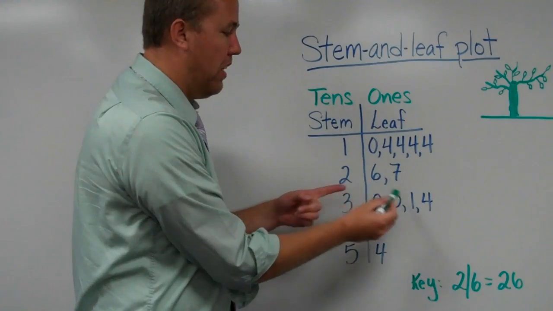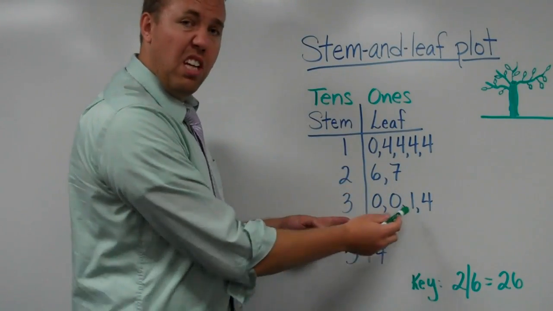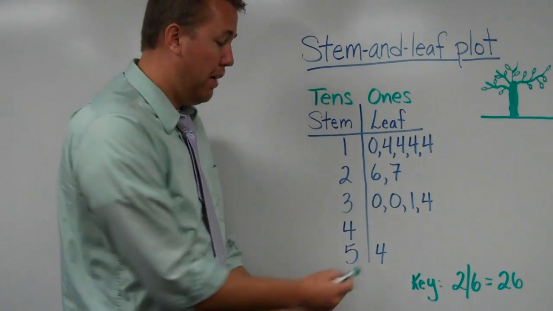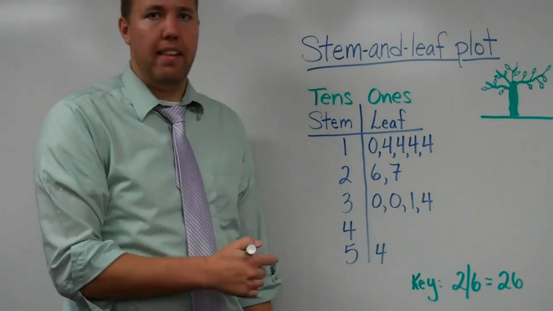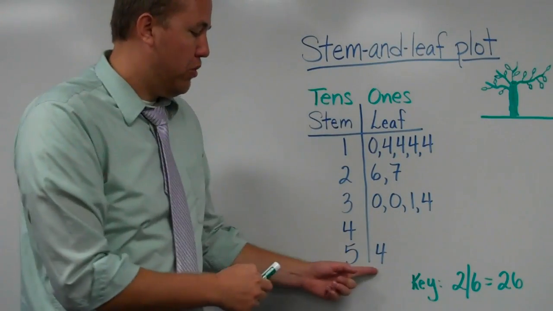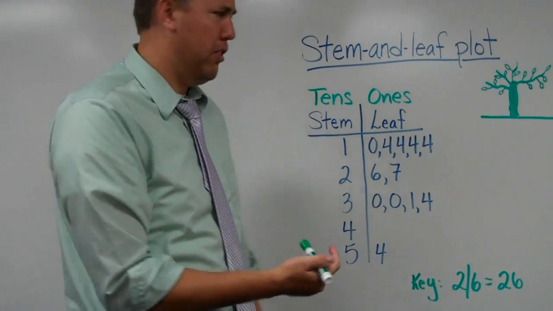They scored 26, 27. They scored 30 twice. They didn't score anything in the 40s. So I am just going to leave that blank. That tells me that nothing is there with that stem. And then they scored 54, courtesy of the Cougars, of course.